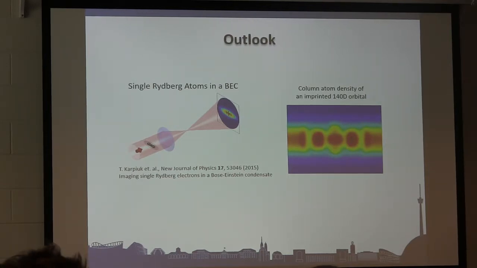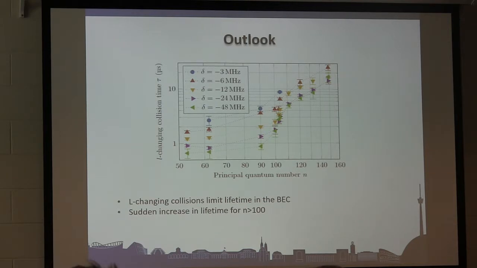In preparation for these measurements, we also measured the lifetime of the Rydberg atoms inside the condensate. In the condensate, what is basically limiting the Rydberg lifetime is l-changing collisions. When the atoms collide and the Rydberg atom changes its l quantum number, it also gains some kinetic energy and flies out of the cloud, and we lose it.